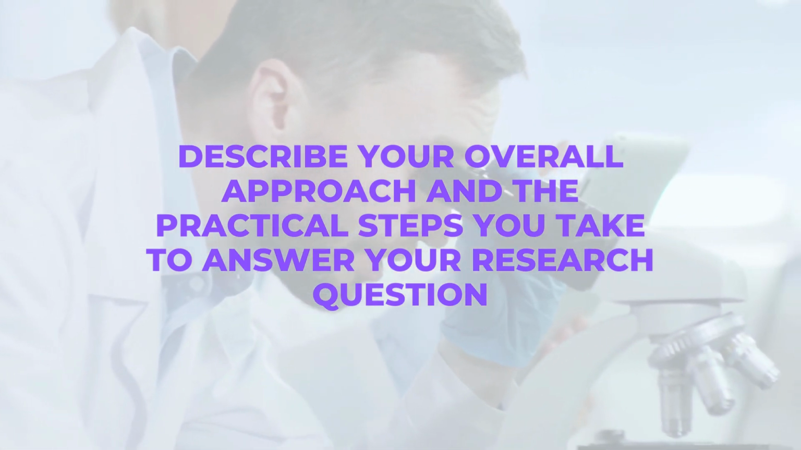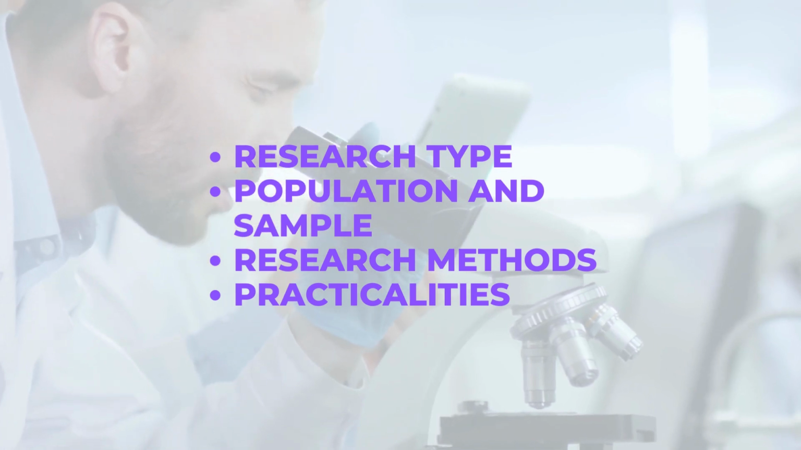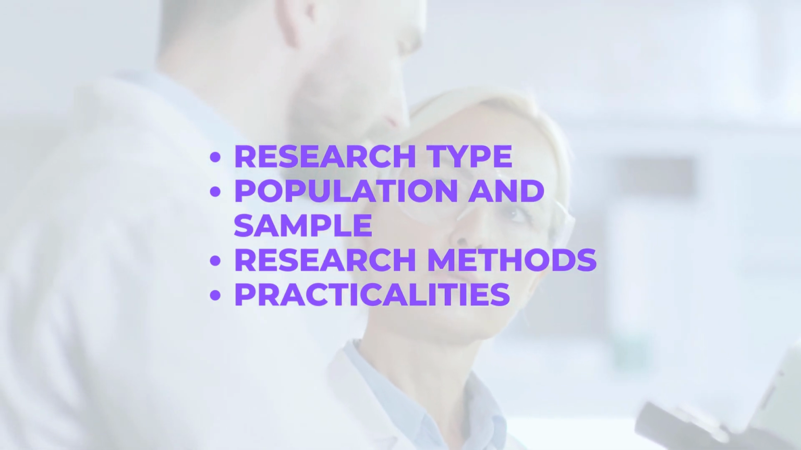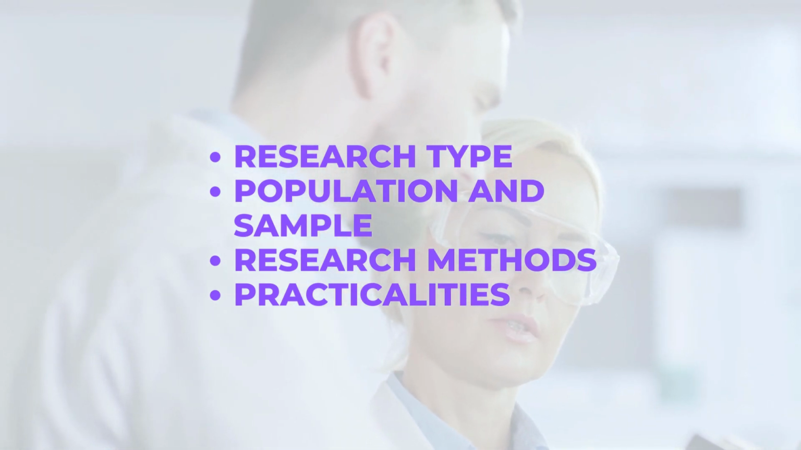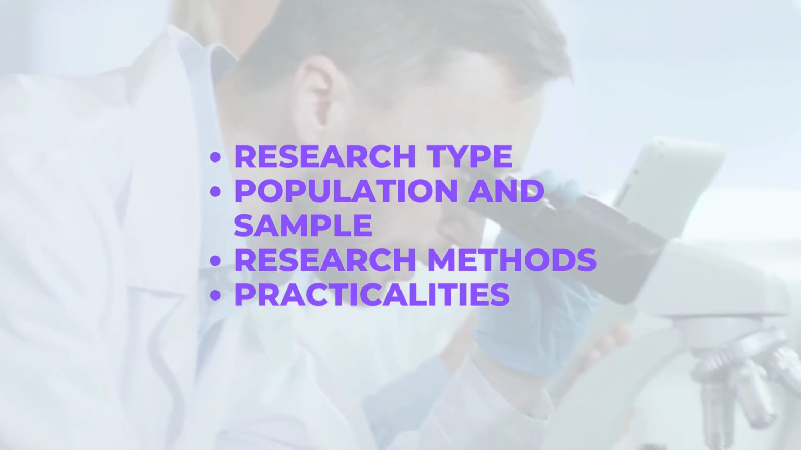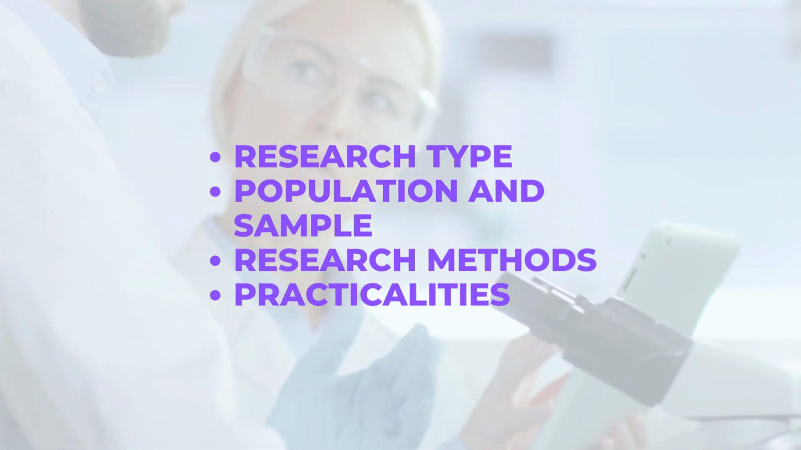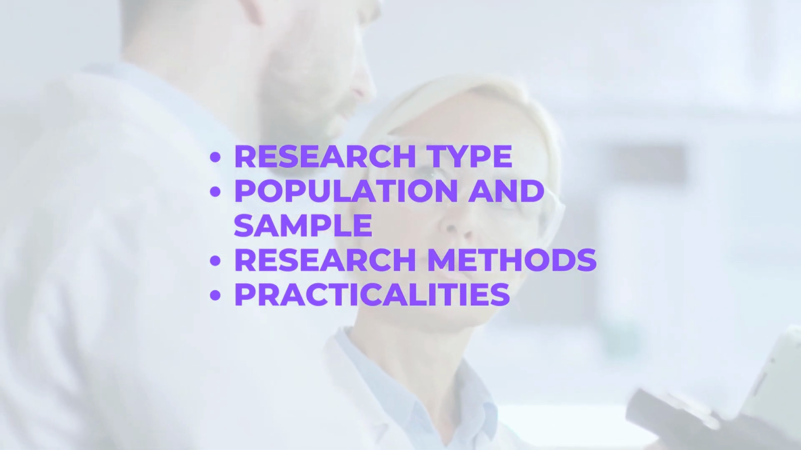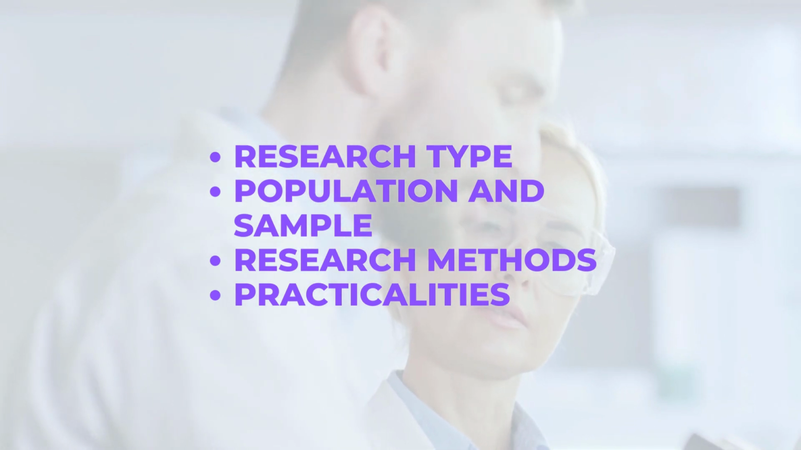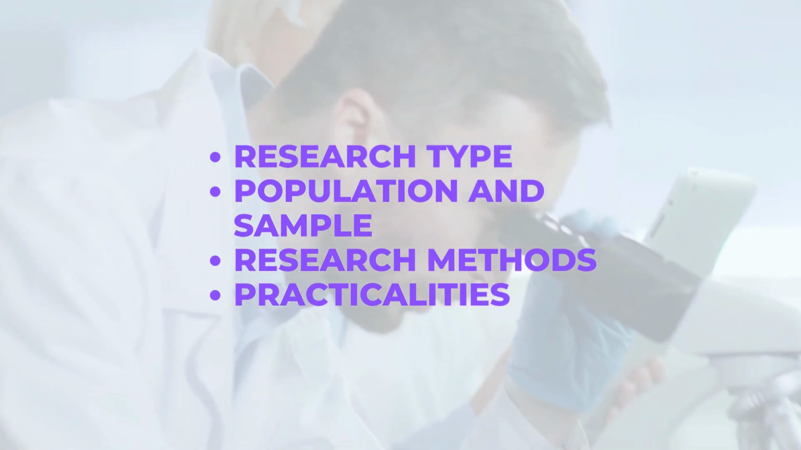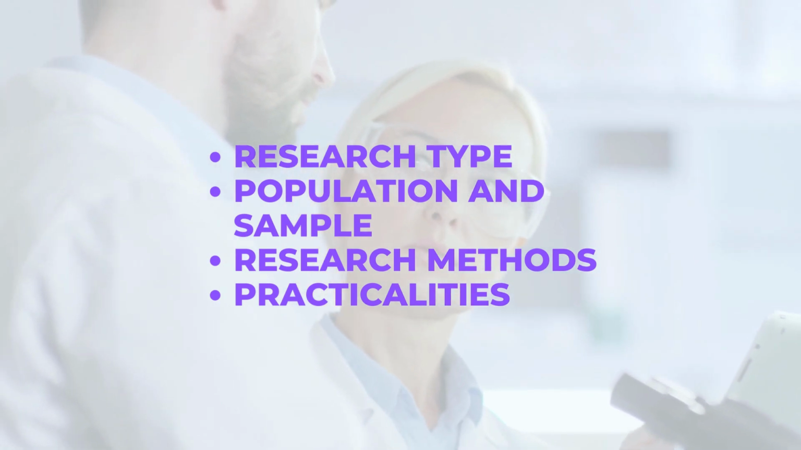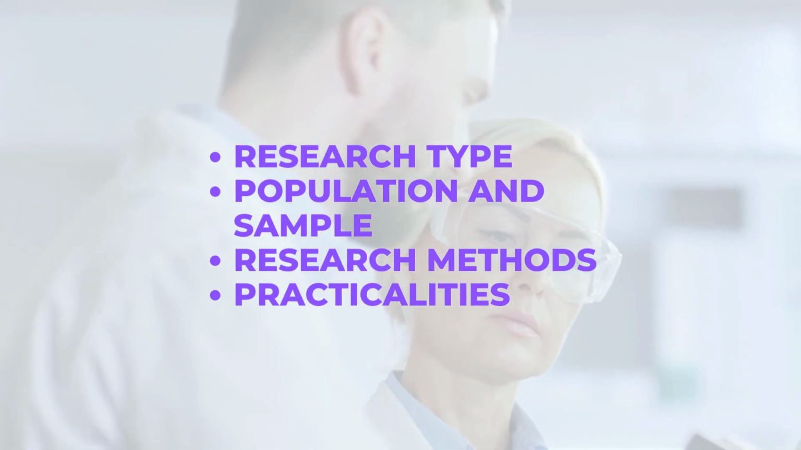So in this section, you should provide an outline of the research type, whether you are using a qualitative or quantitative method, original data collection or primary or secondary source analysis, descriptive, or maybe experimental research design. You should also mention the population and sample, who or what you will study, how you will select your subjects, whether you are using probability sampling or non-probability sampling, and when and where you will collect your data.